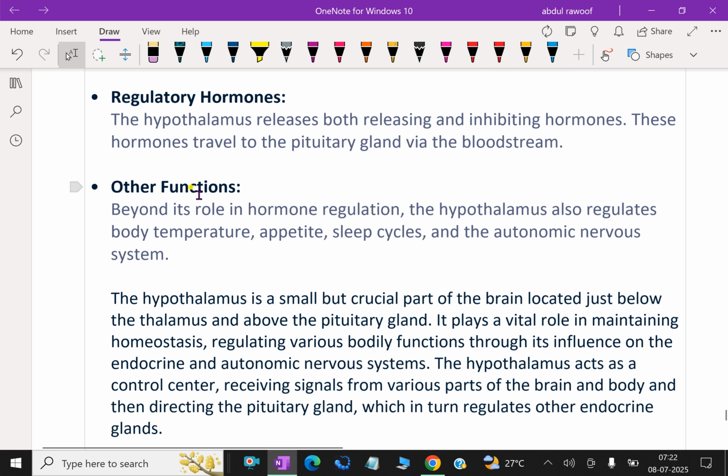What are the regulatory hormones? The hypothalamus releases both releasing and inhibiting hormones. These hormones travel to the pituitary gland via the bloodstream.